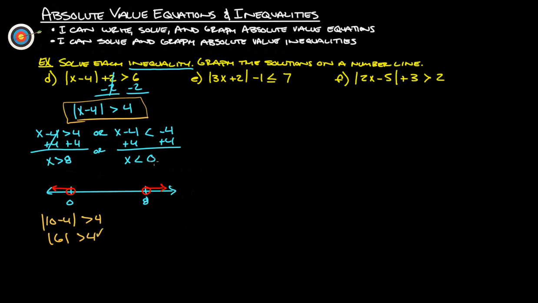And then we got to find a number that's less than 0. So let's just do -1. So -1 minus 4, absolute value, is that greater than 4? -1 minus 4 is -5. Right? And then the absolute value of -5 is 5. 5 is greater than 4, so that works out as well. 6 is greater than 4 over here as well.